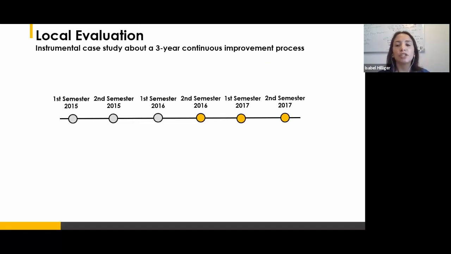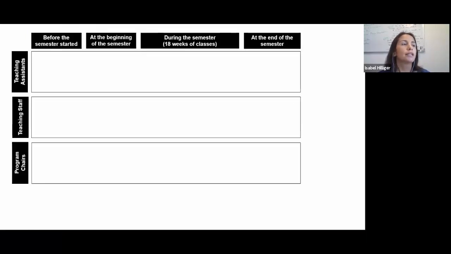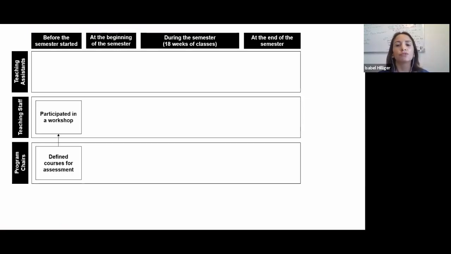So after having developed this tool, we did the local evaluation at PUC Chile. We took advantage of the fact that we had a 3-year continuous improvement process that we had implemented for these 5 engineering programs that had to renew their accreditation. These require different tasks for every semester. In a typical semester, program chairs or managers would have to decide on specific courses or subjects that could assess a graduate skill.